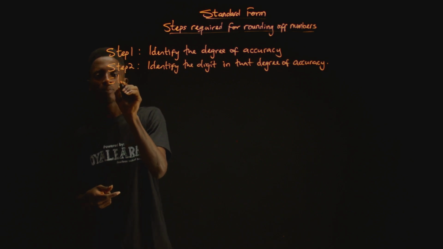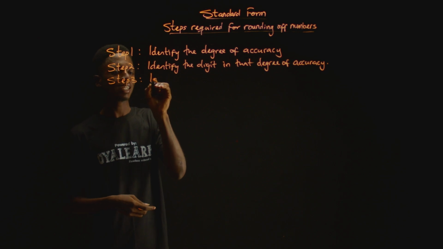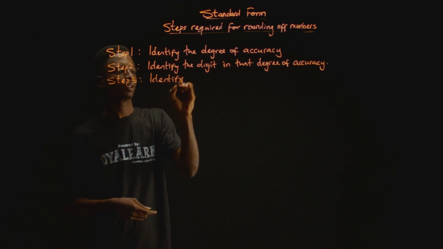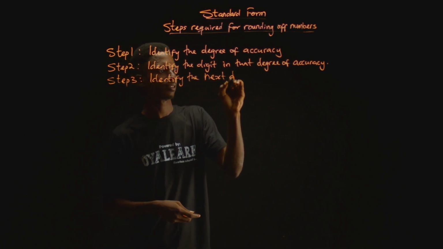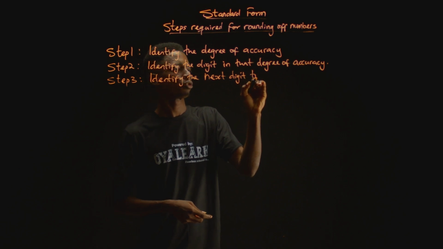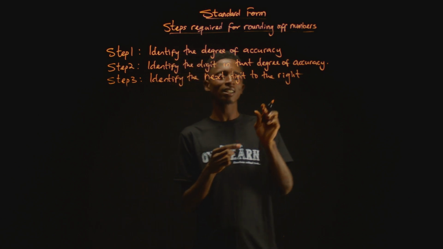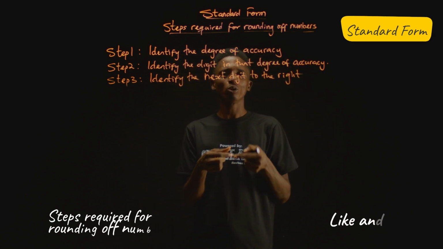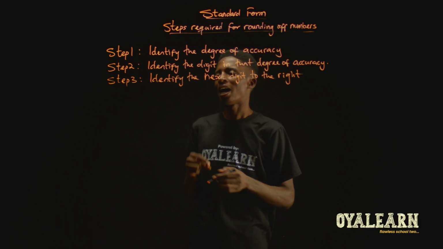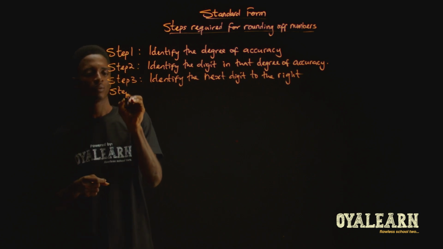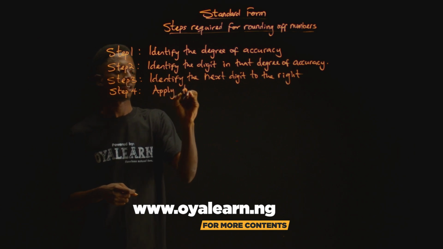Then step 3. You identify the next digit to the right. So now when you have identified the second decimal place, you then look at the digit that is next to that second decimal place. And then finally, you apply the rule.